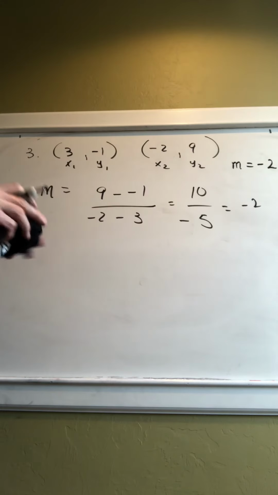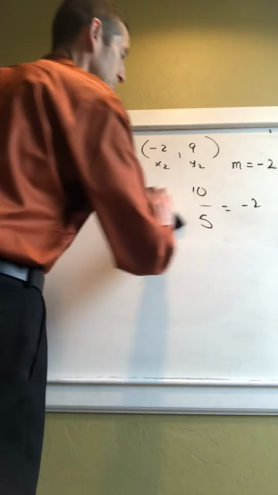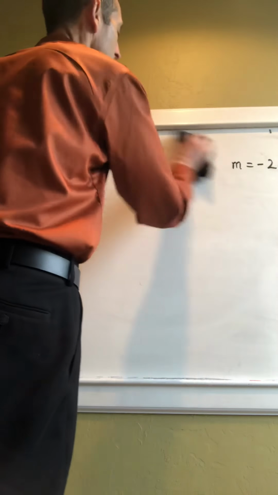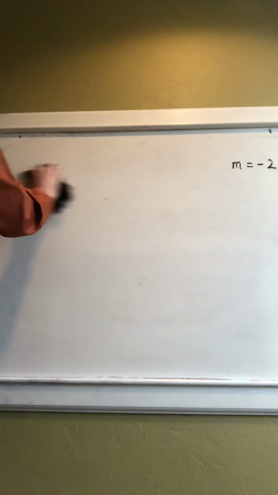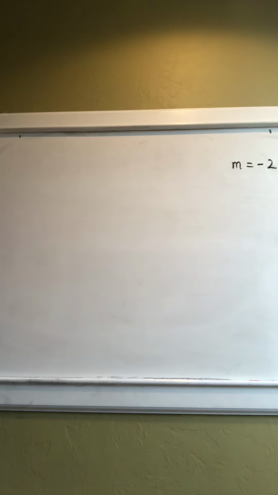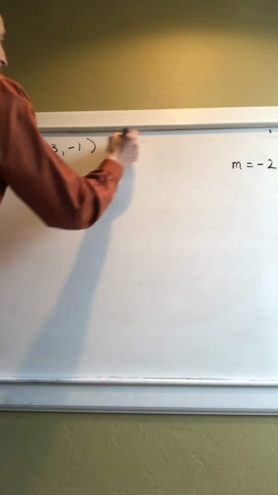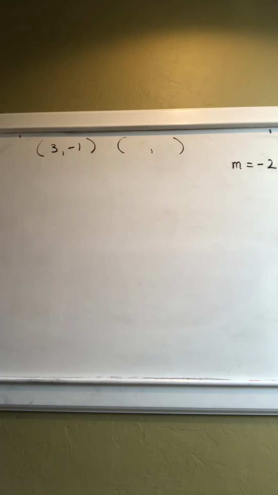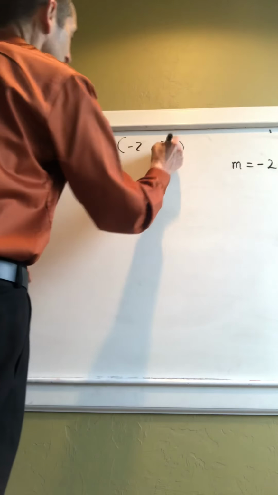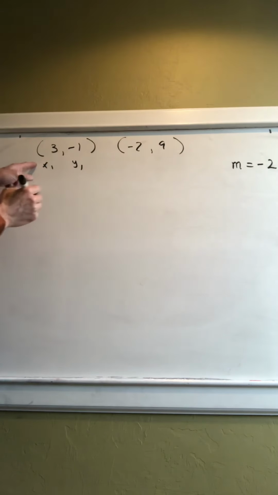Next we've got to find b. Oops, I erased it again. I've got to stop doing that. All right, let's get it back up here. I think it was (3, -1). What was the second one? (-2, 9). Really what we need is this first one.